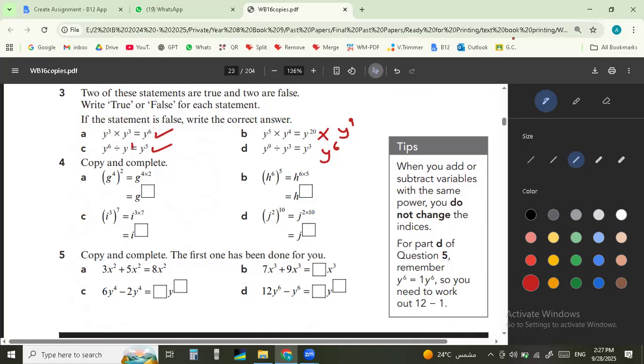Here is g to the power of 4 all to the power of 2. We just say 4 times 2, which is 8. And this one 6 times 5, which is 30. 2 times 10, which is 20. And this one is 3 times 7, which is 21.